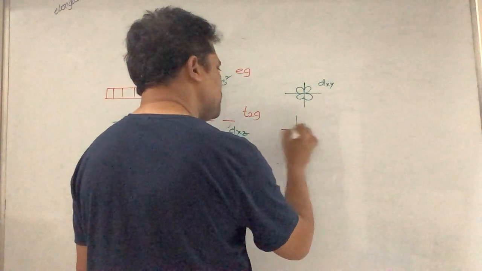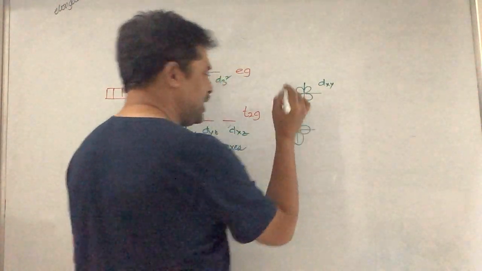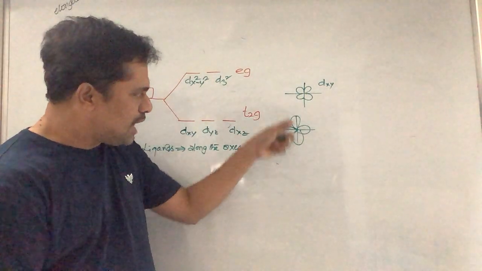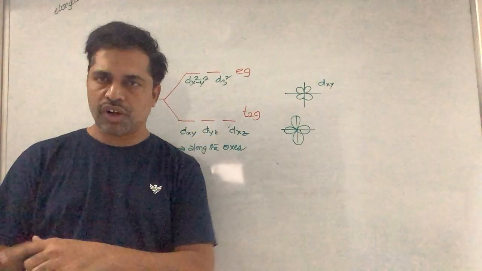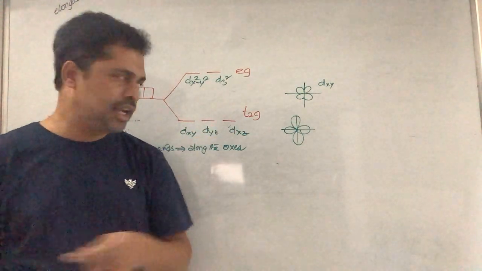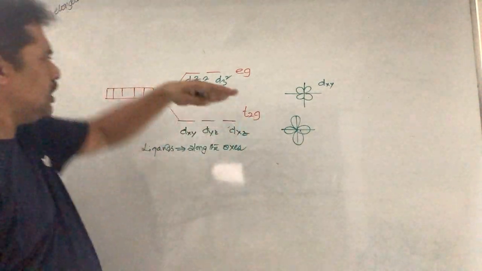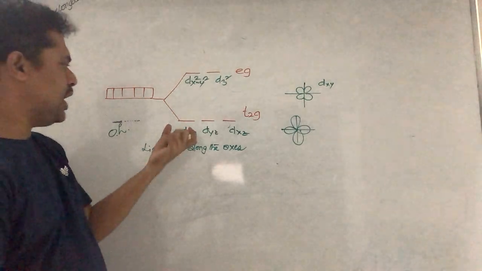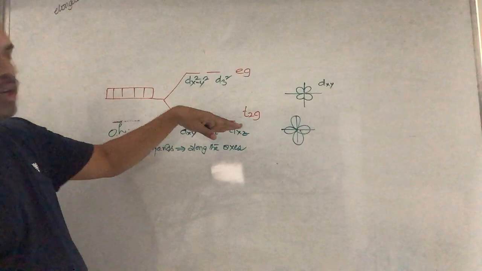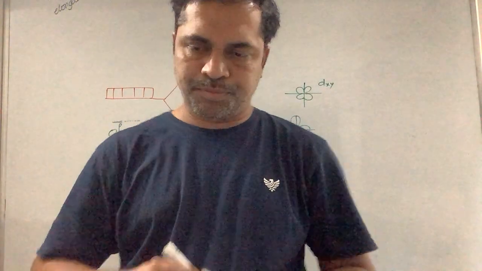But when you see this one, the orbital shapes we show for dx square minus y square and dz square, they lie along the axis, as we know very well. So in case of octahedral, the ligands are approaching along the axis. So these are getting more energy, that's why they are up here, and the dxy, dyz, dxz orbitals are at the bottom, or you can say the t2g orbitals with lower energy. Done. So this is the first point.